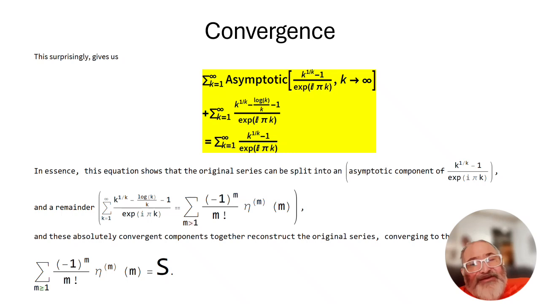the sum from m equals 1 to infinity of (-1)^m over m factorial times the mth derivative of the Dirichlet eta function at m. These absolutely convergent components together reconstruct the original series, converging to the sum from m equals 1 to infinity of (-1)^m over m factorial times the mth derivative of eta at m, which equals S, that we called the MRB constant.